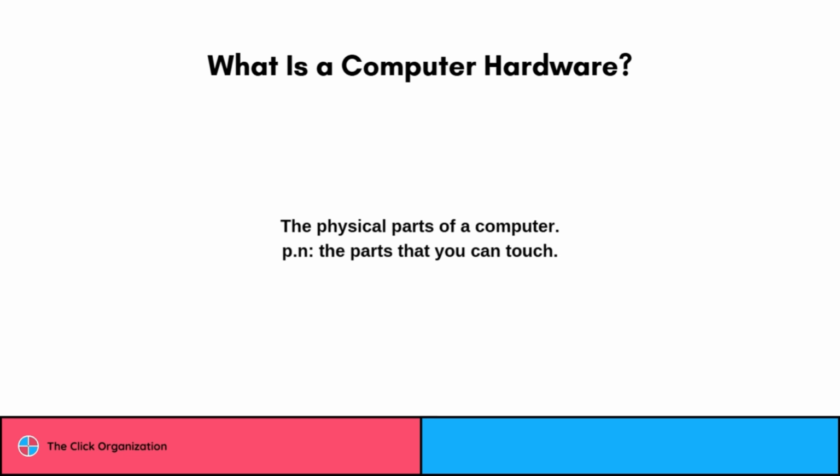First of all, what is computer hardware? The physical parts of a computer. The parts that you can touch and you can see in real life are called the computer's hardware.